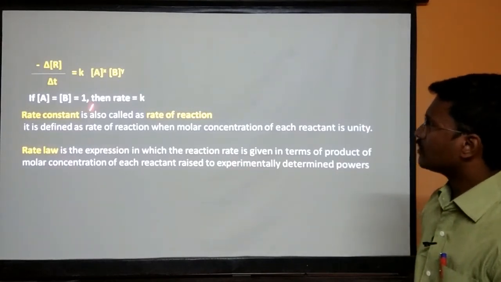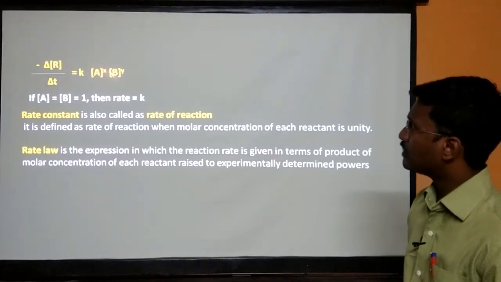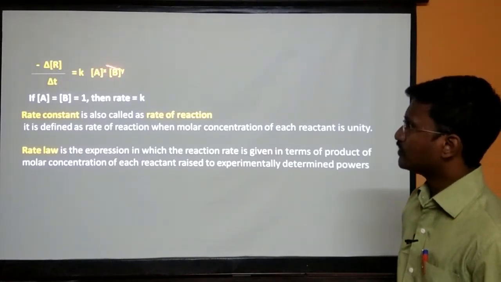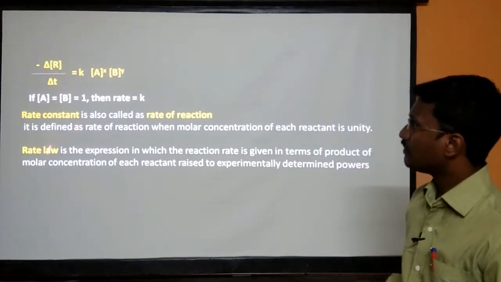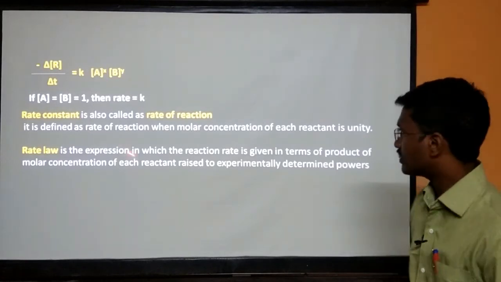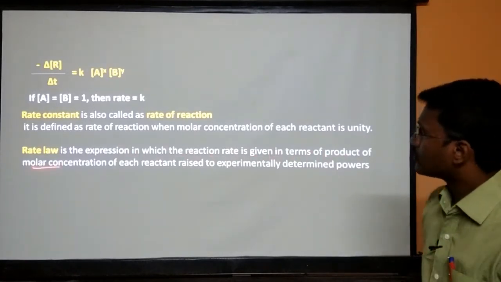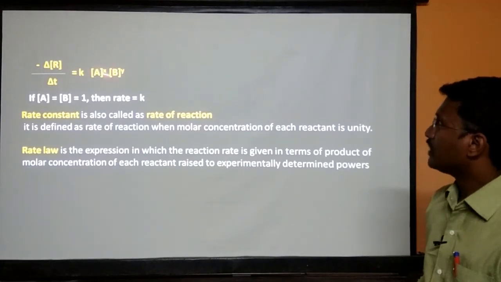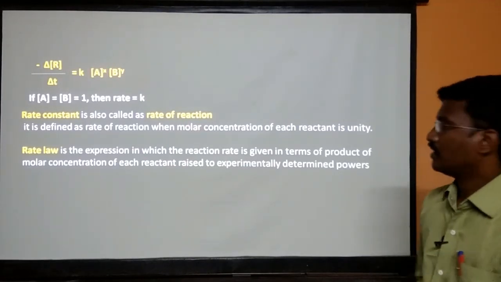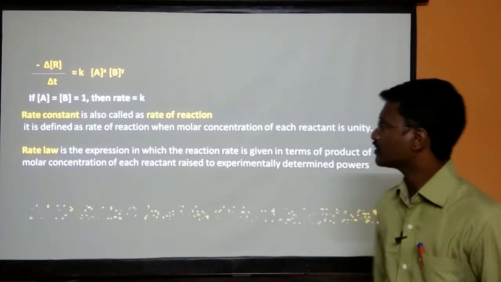Rate law is nothing but the product of the molar concentrations of the reactants, each raised to a power. These powers are experimentally determined powers. This expression itself is called the rate law. Rate law expresses the product of the molar concentration of each reactant raised to experimentally determined values. This is called rate law. This definition is important for 1 mark.